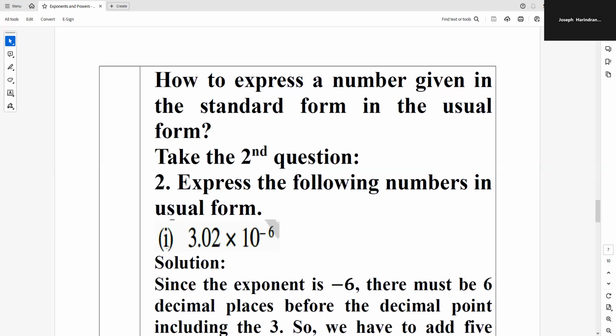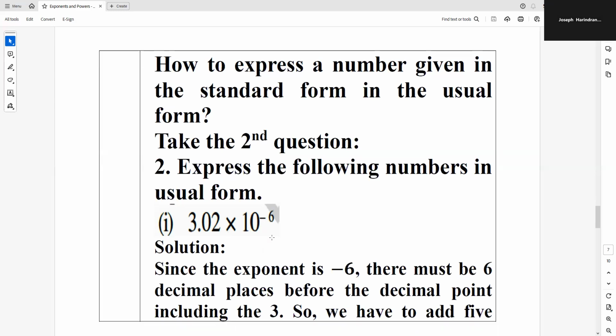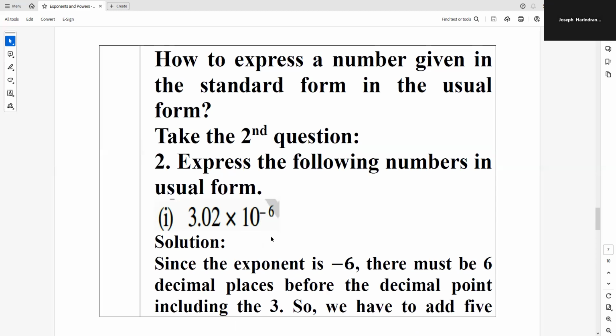Let us take the first subdivision itself. The first subdivision, 3.02 into 10 power minus 6. Here the negative exponent is there, so it represents a small number which is less than 1. So we will now take this exponent as negative 6. Minus 6 must be 6 decimal places before the decimal point, including the 3. So the decimal point has to be shifted to the left.